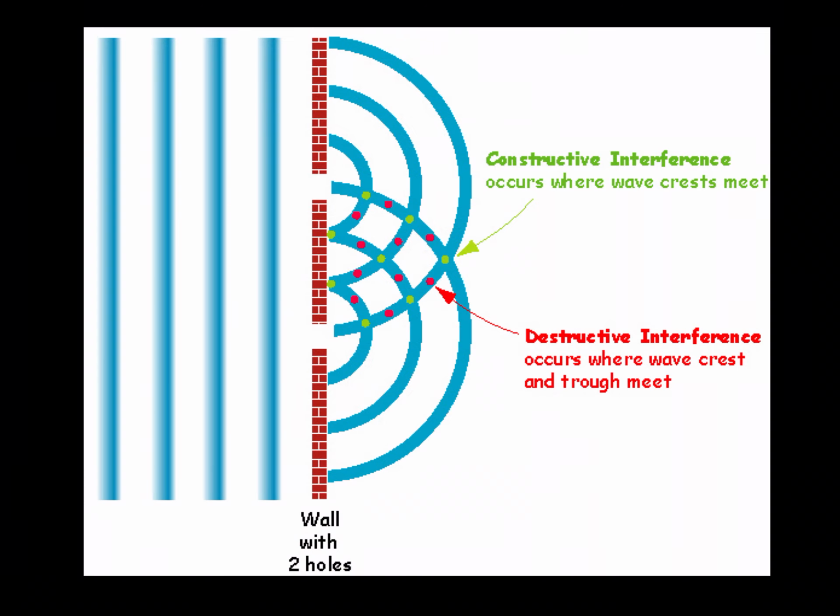Here is it again drawn out by someone who knows more how to do it than me. You can see in this case the green dots are the constructive interference, and the red dots where the peak meets the trough, that is destructive interference. Here it is again as a slight animation. Right in the middle you can see peaks and peaks meeting to form bigger waves.